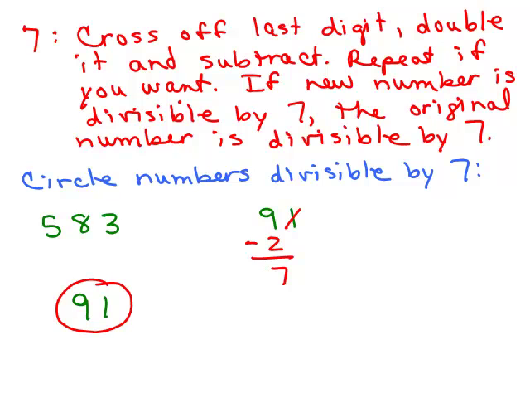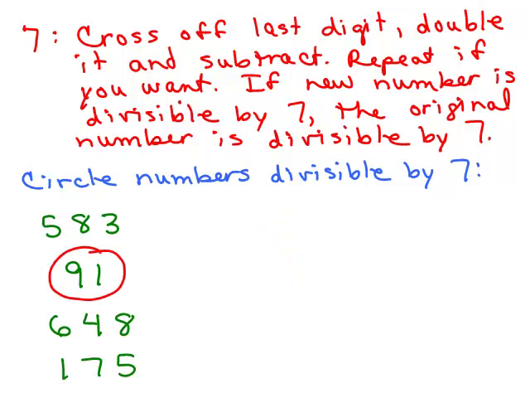Let's do a couple other numbers. All right, how about 648? So let's do it over here. So we have 648. What are we going to do? We're going to cross off the 8, double it. That's 16, right? And subtract 16. All right, now of course you have to remember how to subtract 16. There's lots of ways to do this. 48. Does 7 go into 48? No. So you know what? Doesn't go into 648 either.